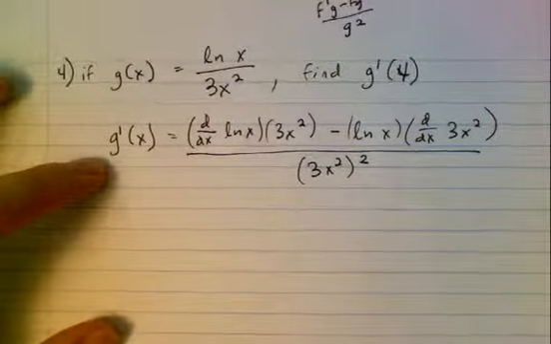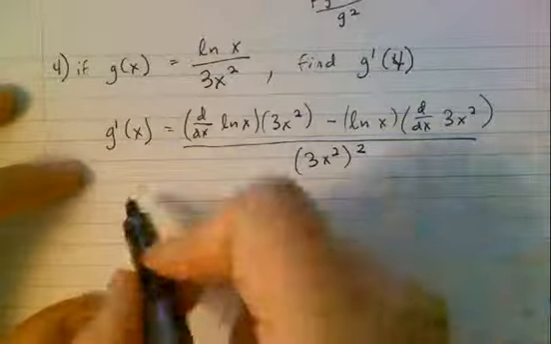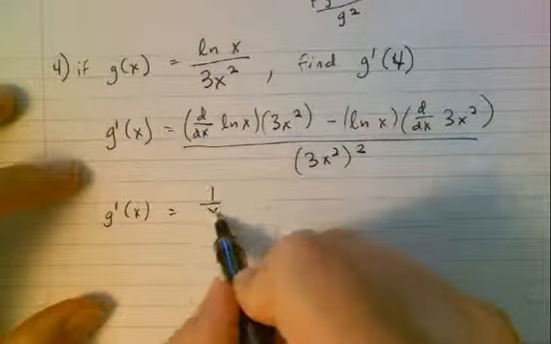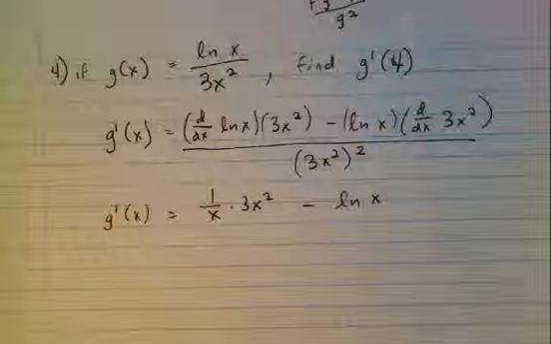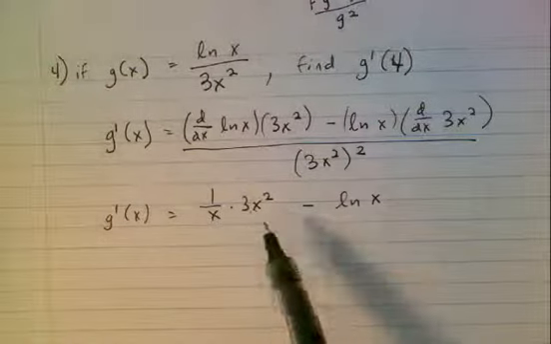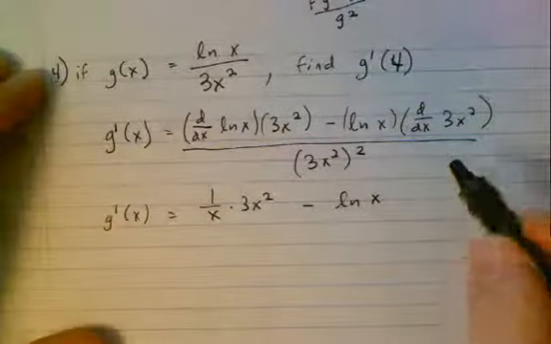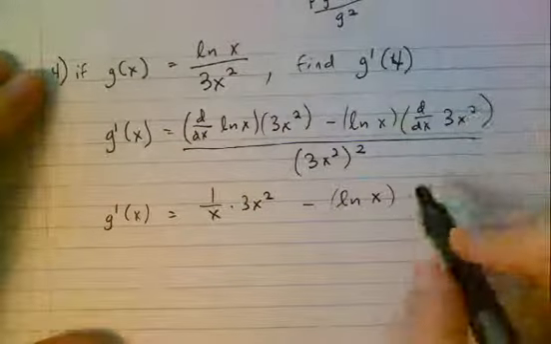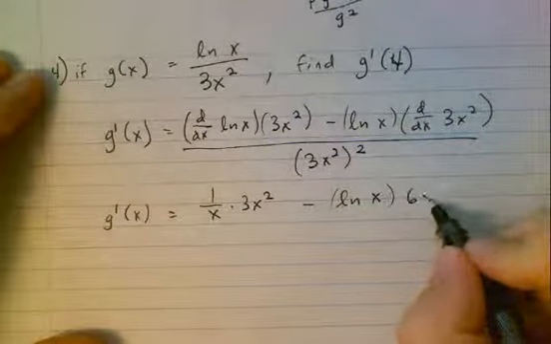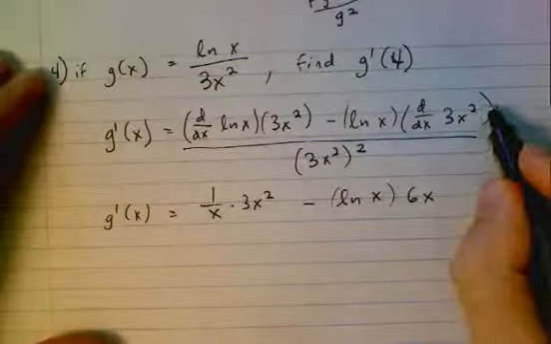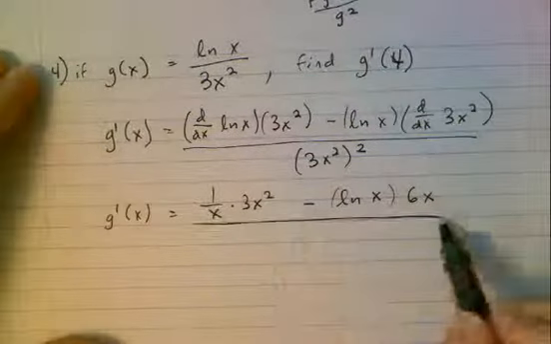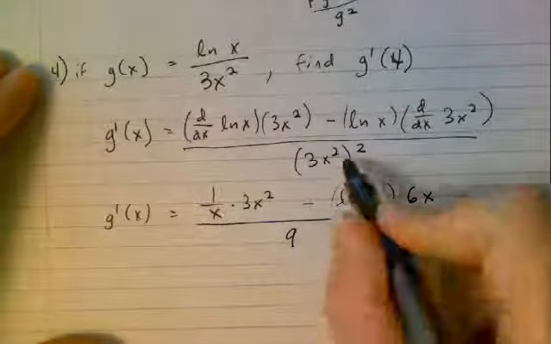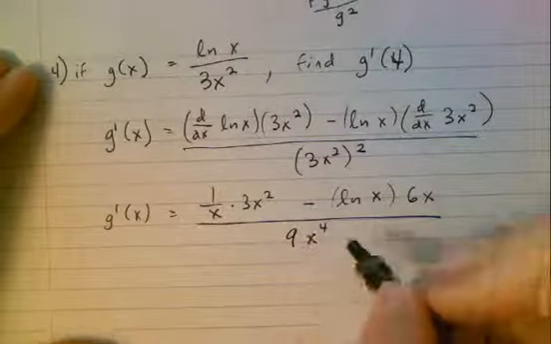Looks kind of nasty. Let's simplify it a little bit before we put the numbers in. Derivative of natural log is 1 over x times 3x squared, and then minus the natural log of x just stays there. Then when we take this derivative, bring down the 2, 2 times 3 is 6, x, 2 minus 1 is 1, so we have an invisible 1 there. And then here 3x squared, we square the 3, that's 9, square the x squared, that's x to the 4th.